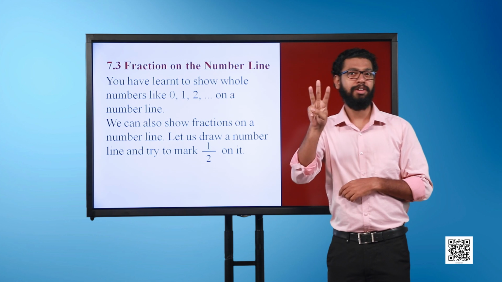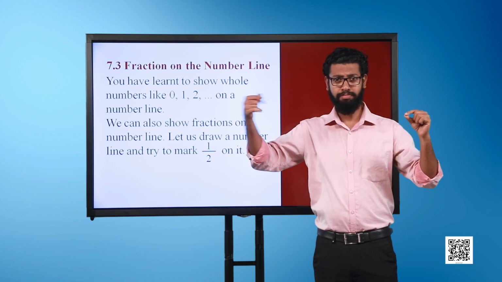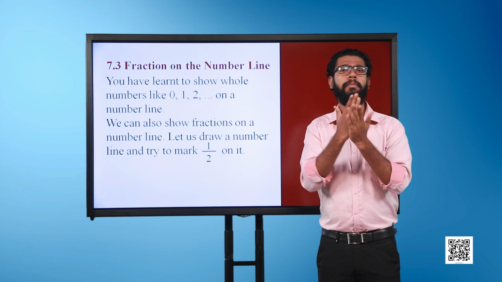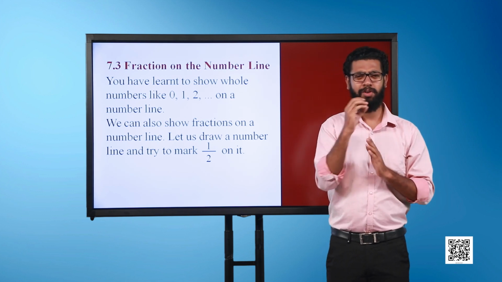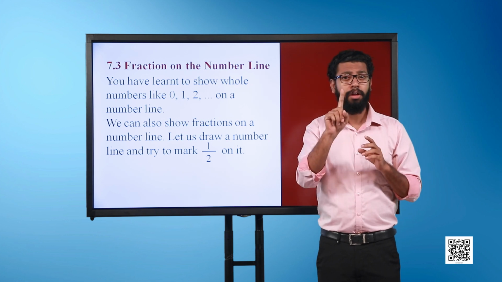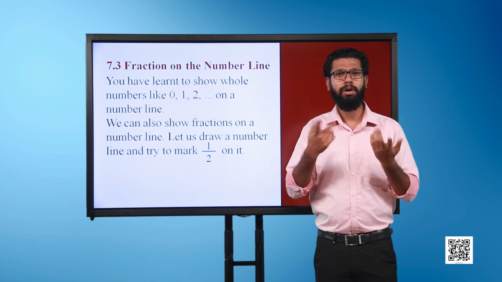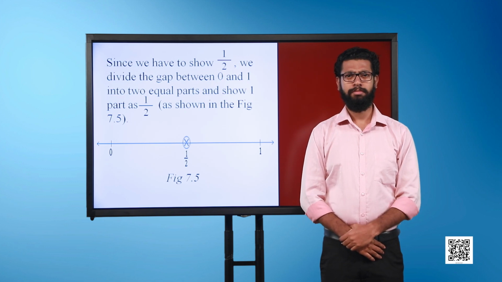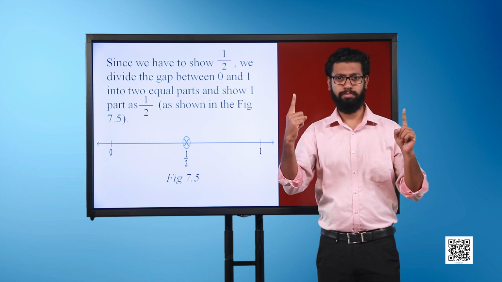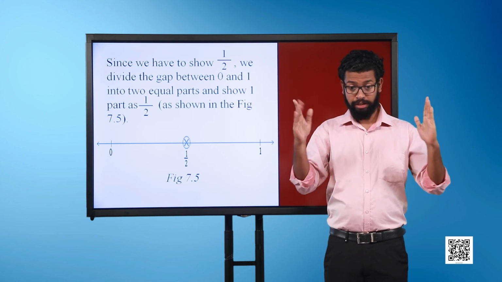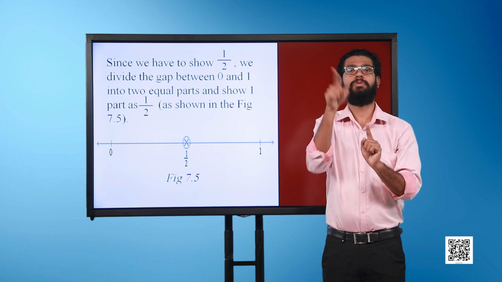7.3 Fraction on the number line. You have learned to show whole numbers like 0, 1, 2, etc. on a number line. We can also show fractions on a number line. Let us draw a number line and try to mark half on it. We know that half is greater than 0 and less than 1, so it should lie between 0 and 1. Since we have to show half, we divide the gap between 0 and 1 into 2 equal parts and show one part as half. As shown in figure 7.5.